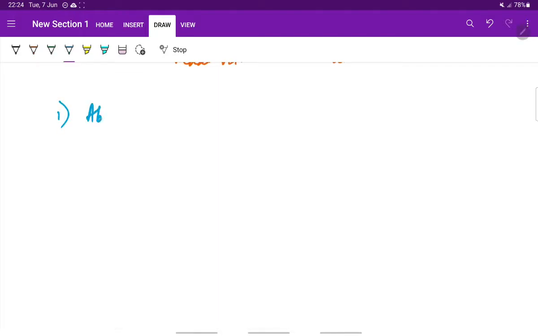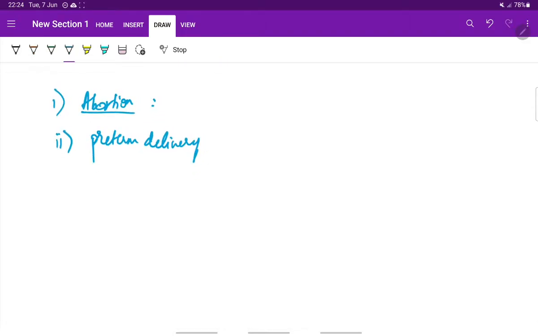First is abortion. There is an increased risk of abortion in patients with especially uncontrolled gestational diabetes mellitus. Next, there can be preterm delivery, especially seen with overt diabetes mellitus or pre-gestational diabetes mellitus.